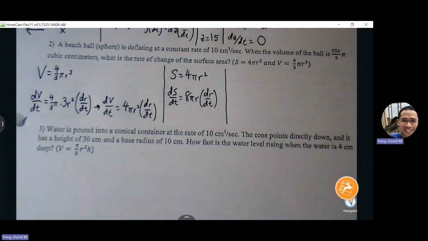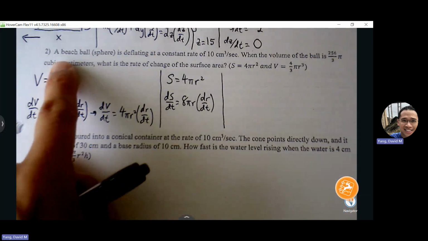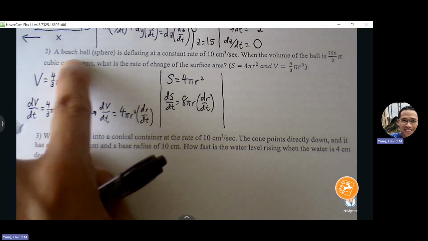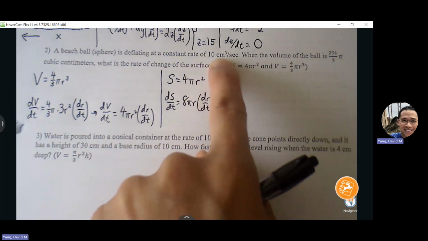Everything's in front of us. We just have to figure out what variable we're solving for, and what information we can use to solve for that variable. So let's go back and read the problem here. A beach ball is deflating at a constant rate of 10 cubic centimeters per second. What do you think we can assign that to?